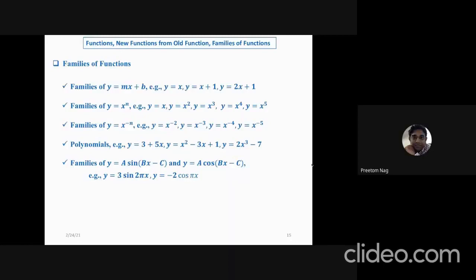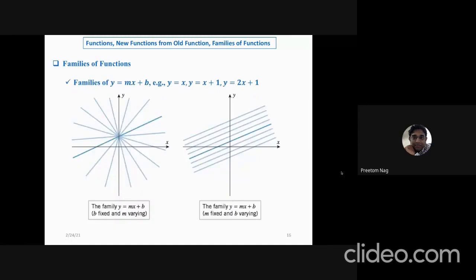And here is sinusoidal functions. Okay, so in this case, if you have a look into this figure, we'll discuss all families in here. We'll be starting with linear functions.